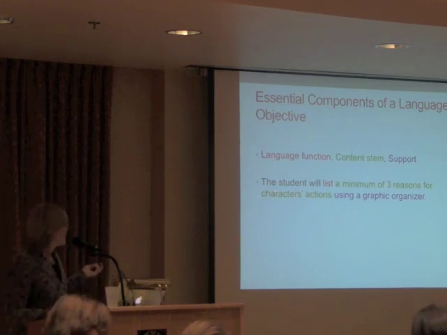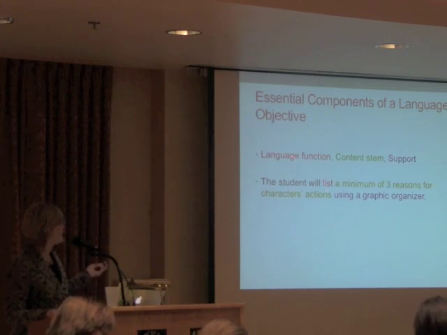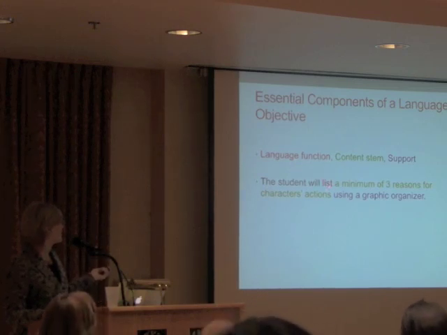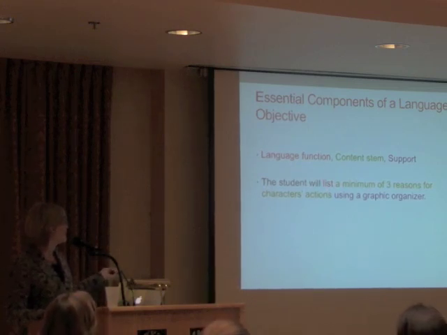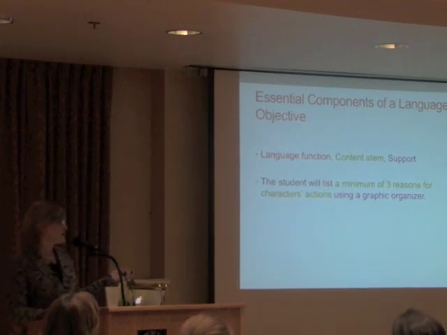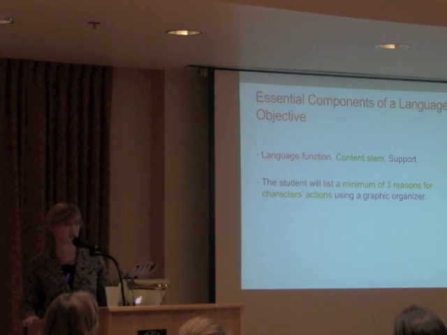So, the student will list. The red here matches my red up here. That's my function. They're going to make a list. My content stem, a minimum of 3 reasons for characters' actions using a graphic organizer. The graphic organizer being the support.